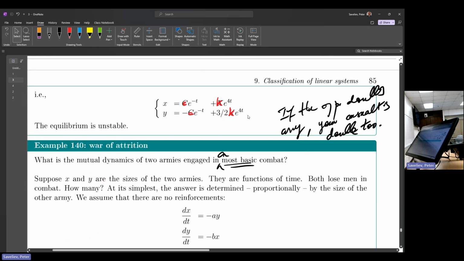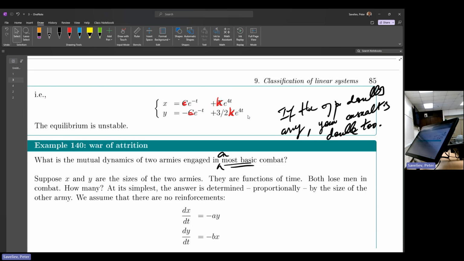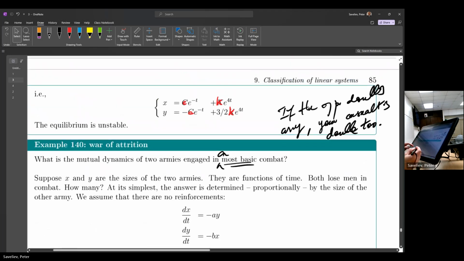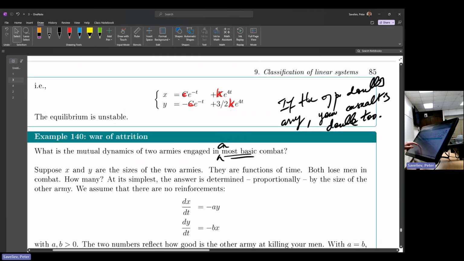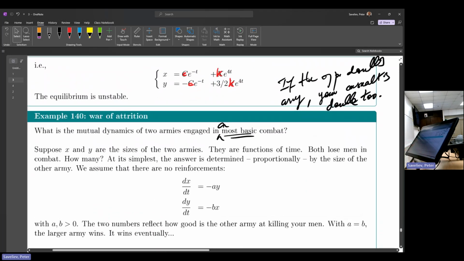Once again, there are no reinforcements, and so the differential equations are quite simple. These are they. Once again, x and y are the sizes of the two armies, and the loss is determined proportionally by the size of the other army. A and B are positive. Naturally, when A is equal to B, it means equally good armies, and then what determines the victory is which one is bigger. That's it.